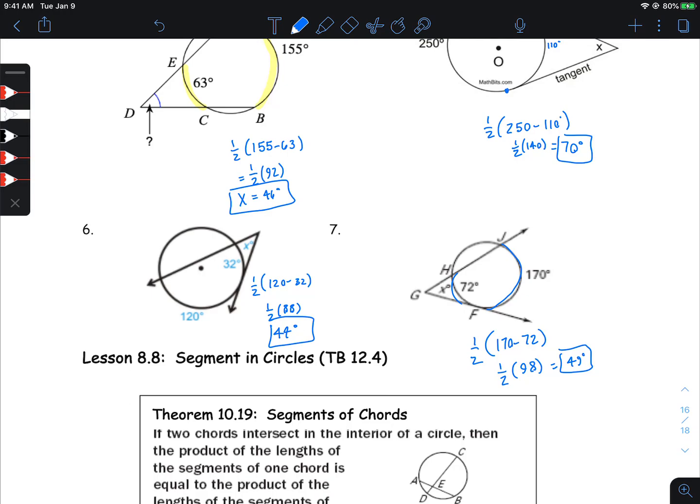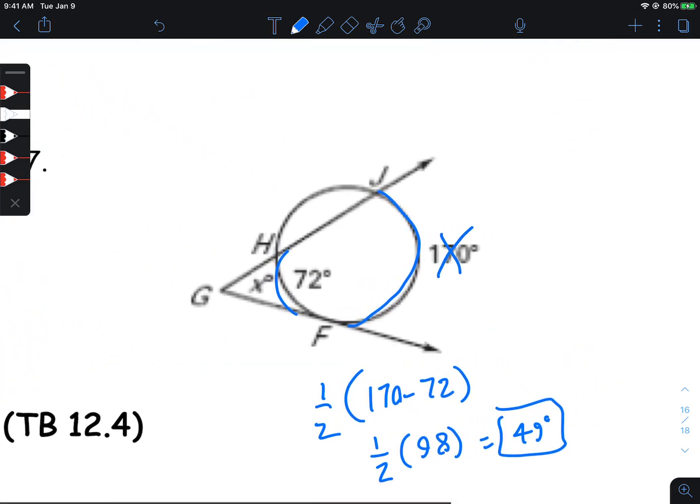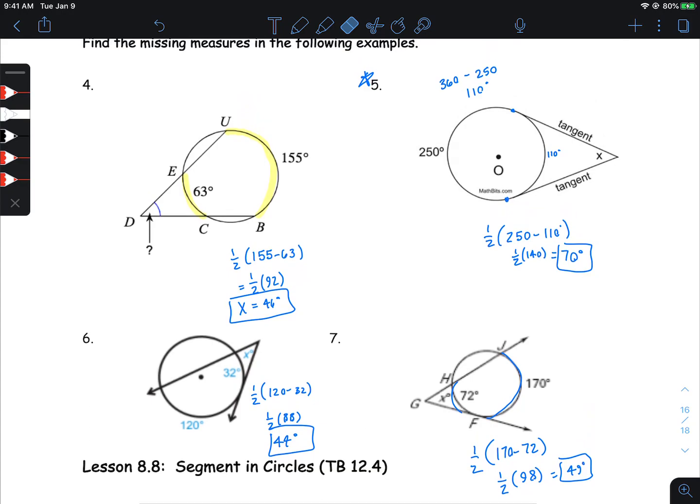Now, like I said, the only variance you could really throw at someone here is maybe putting an X here and giving you an angle right there. And in that case, you'd have to work backwards. But we're not going to be doing a ton of that this time around, so don't worry about that.